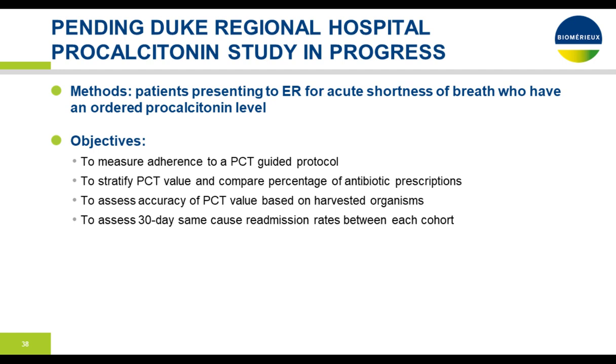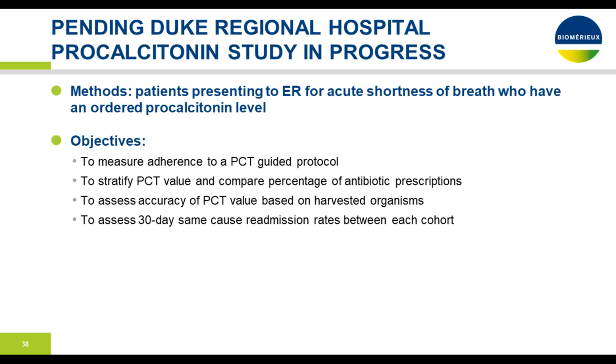So we do have a pending study, or at least it's under IRB evaluation right now. Hopefully we will get IRB approval by end of July and start collecting data September 1st. We're basically looking at any patient presenting to the emergency room for acute shortness of breath who has an ordered procalcitonin level. We're going to measure adherence to the procalcitonin-guided protocol. We're going to stratify procalcitonin values and compare the percentage of antibiotic prescriptions.